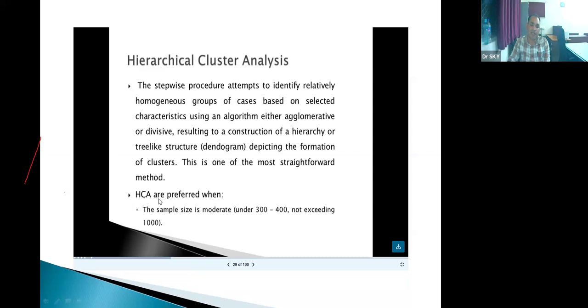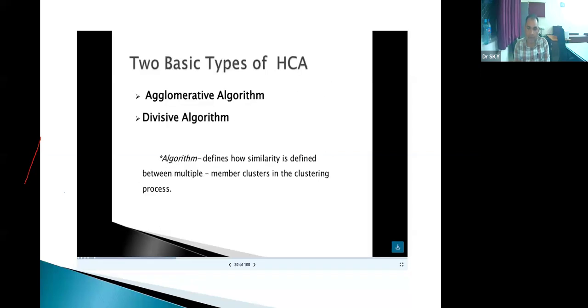Hierarchical cluster analysis is preferred when the sample size is moderate, say from 300 to 400, not exceeding 1000. So we should keep this in mind: if the sample size is less than 1000, then we will go with hierarchical cluster analysis. And if it is more than that, then we may go with non-hierarchical cluster analysis, where we know in advance the number of clusters.